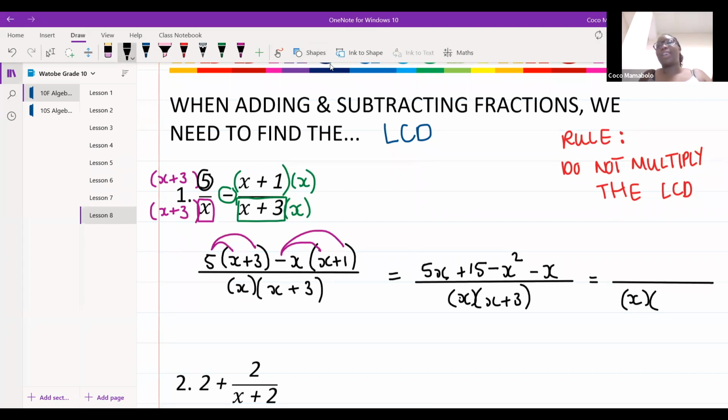That's it. I still need to collect my like terms, add my like terms together. I've got a 5x over here and a negative x over there. I think those are the only two things that are similar in this case. So I've got negative x squared, 5x minus x will give us positive 4x, plus 15. Okay, this can't factorize any further. So this is my final answer over here, guys.